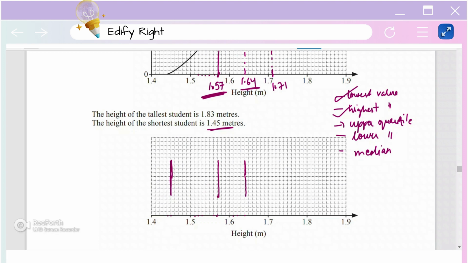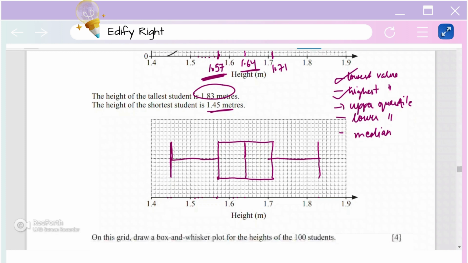And then you have the upper quartile, which is 1.71. And then you have the highest value possible, which is 1.83. That's it. So this is what the box and whisker plot looks like.